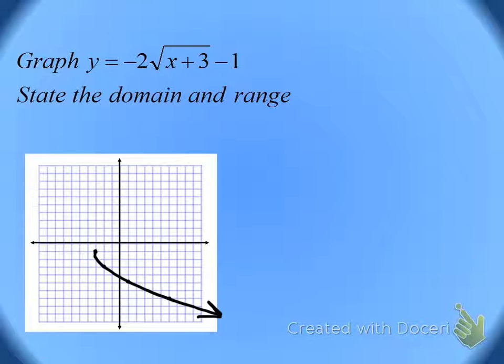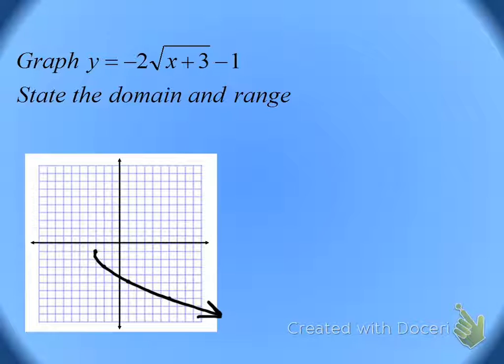-3. The first X value that gives you 0 is -3, because -3 plus 3 is 0. That's the first number you can take the square root of, so that's always where your graph's going to start. So for the domain, X will be greater than or equal to -3, because it goes from -3 on your X values and keeps going to your right.